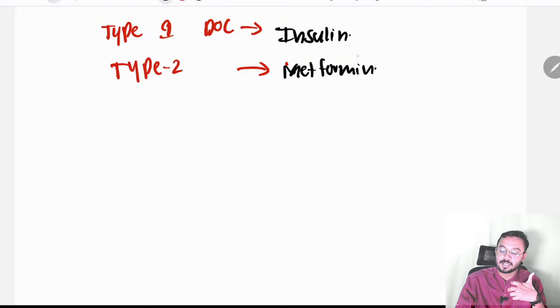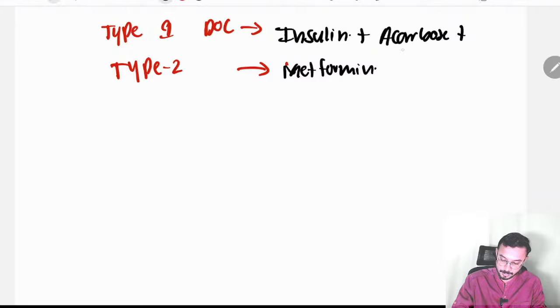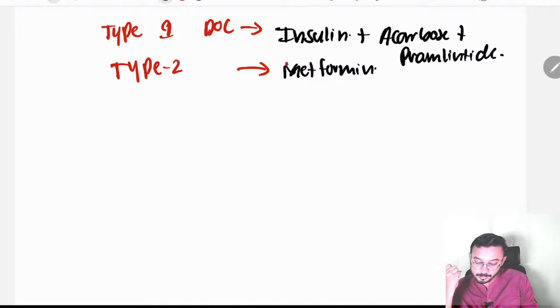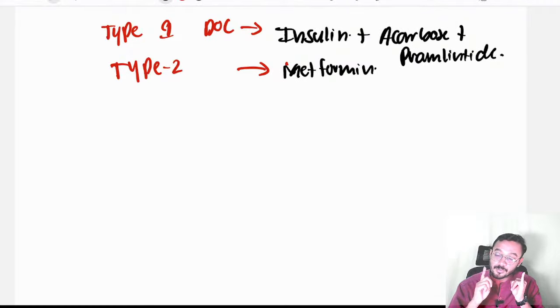And if they ask you about oral hypoglycemic agents that can be given in type 1 diabetes: first you should give insulin, and after that there are only 2 oral hypoglycemic agents which can be given in type 1 diabetes mellitus. Remember, that is acarbose and pramlintide. So these are the drugs you are going to give in type 1 diabetes mellitus. First is insulin, and next if they ask about add-on drugs, you can go for acarbose or pramlintide.